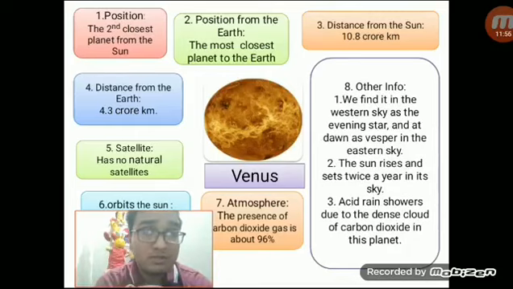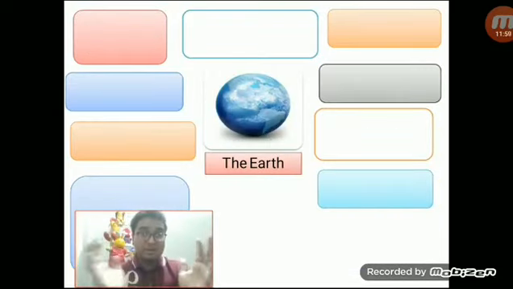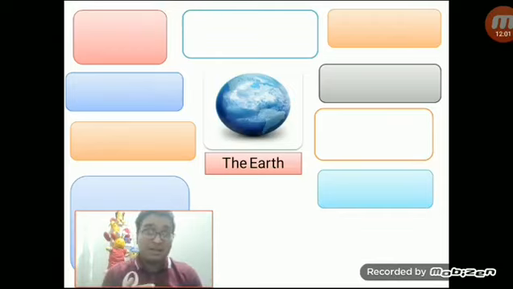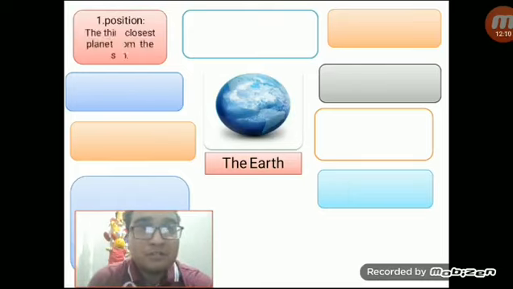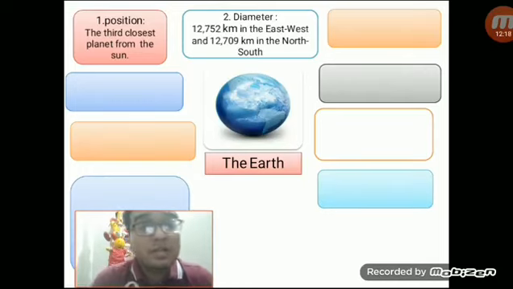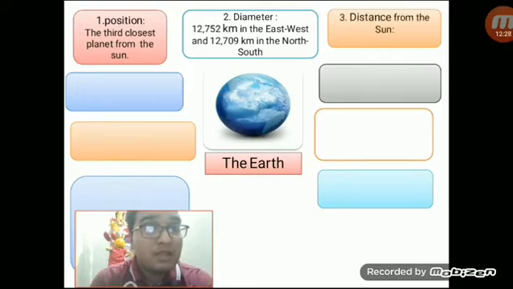Now I am going to describe our planet. What is the name of our planet? The name of our planet is the Earth. First of all, position: the third closest planet from the sun. Then size, diameter: 12,552 kilometers in the east-west direction and 12,709 kilometers in the north-south direction. Then distance from the sun: it is situated 150 million kilometers away from the sun.